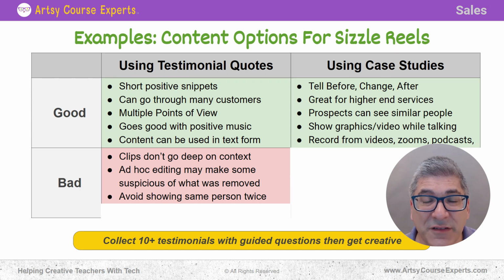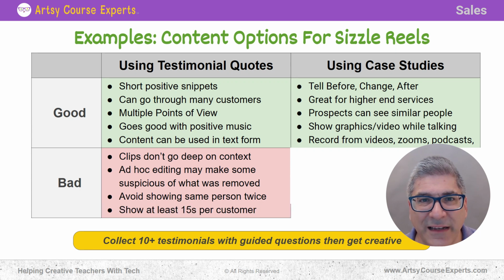As you're showing these little testimonial quotes, you're going to want to do at least 15 seconds per, so that way they can get a context, they can hear a little bit, not just hear a customer say 3 words. You're going to want to hear them say one good sentence or 2 or 3 sentences. It doesn't have to be a full case study. One of the bad things with testimonial quotes is that you may trim them really short. So try to have at least 15 seconds per customer, maybe 1 or 2 sentences.